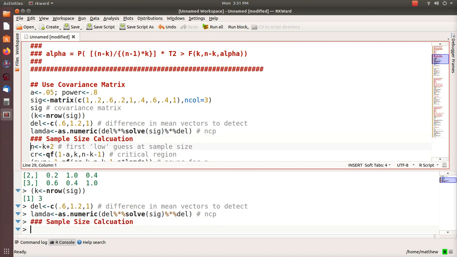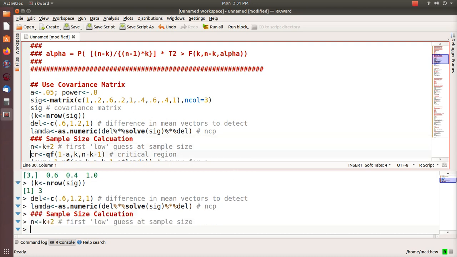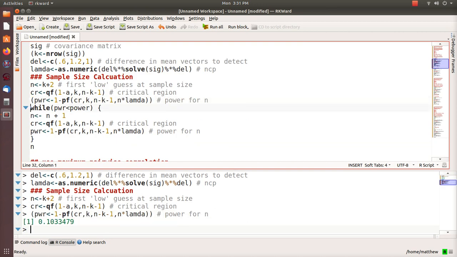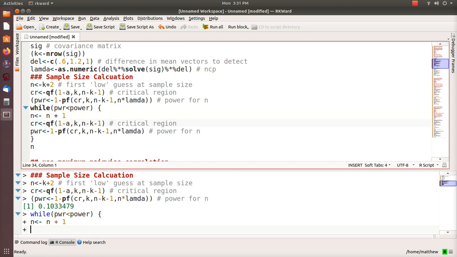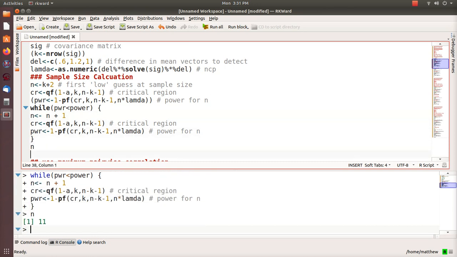We estimate n really low initially, and then we calculate the power. It's 0.1, 10%. That's not enough. So we're going to start incrementing it by 1 until it achieves the power, which then gives a sample size of 11.